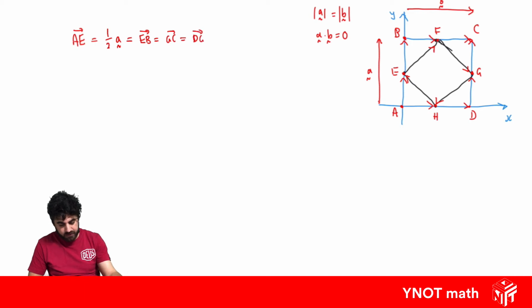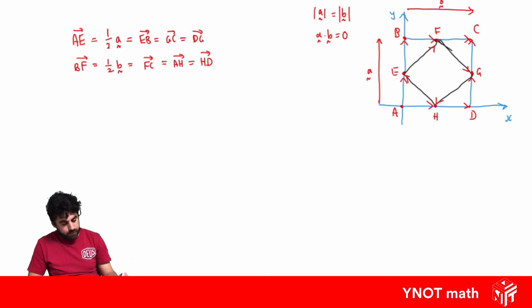Let's also look at the vector BF, and in a similar way we can say that's half of vector B, which is going to be the same for vector FC, same for vector AH, and the same for vector HD.